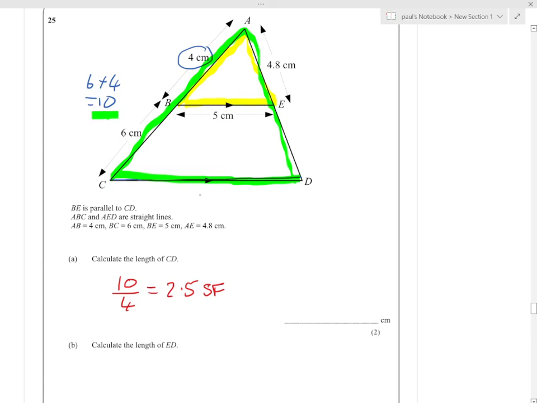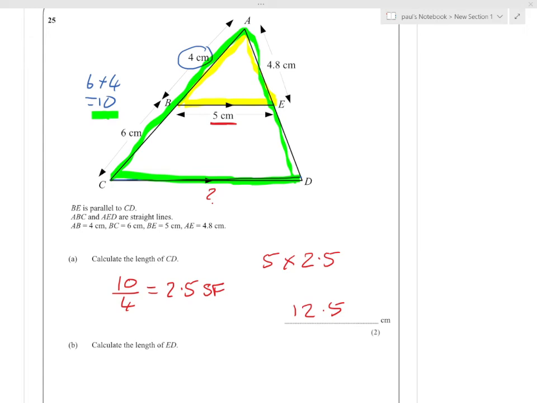So to find this one here, it's going to be this number, 5, times the scale factor, 2.5. So 2.5 5s are 12.5. 12.5.